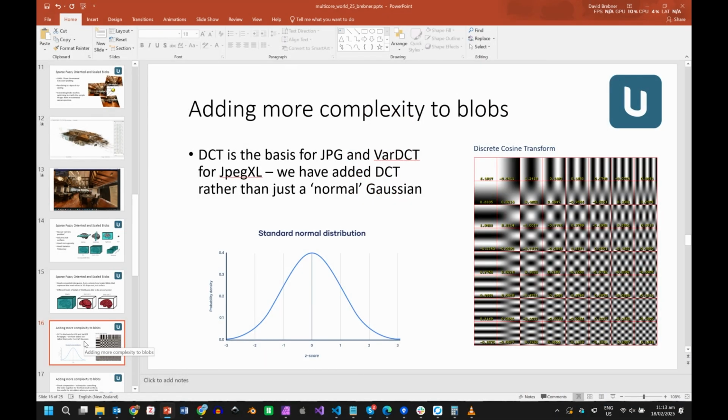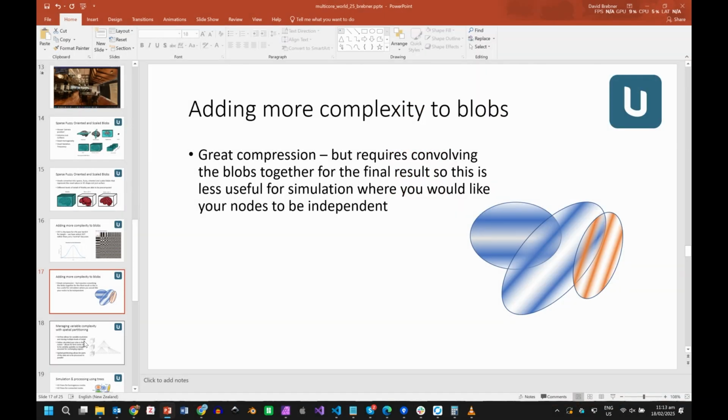Another thing that's really interesting is just as we do in image compression, so with JPEG and with JPEG XL with VarDCT, you can choose higher order distributions rather than just a Gaussian. So you can actually have frequency embedded. The only downside to adding this complexity to the blobs is it does reduce the file size by about another order of magnitude, sort of 10 to 30 times. The challenge is you don't now have isolated bits of information. You do have to convolve these DCTs together to get your final density map.